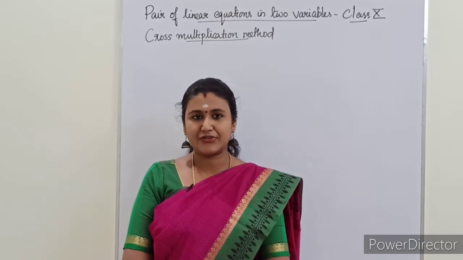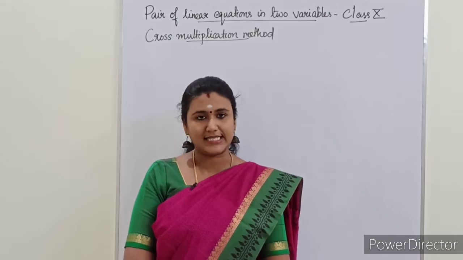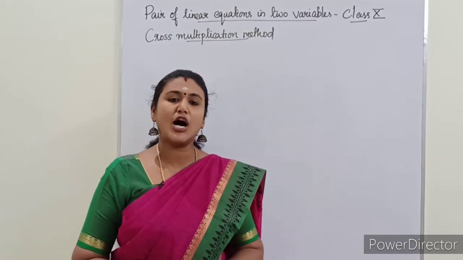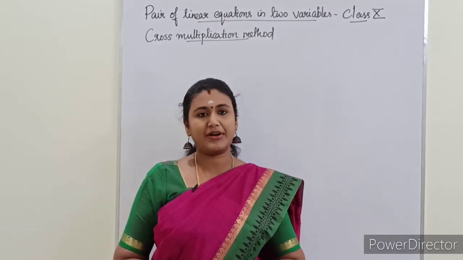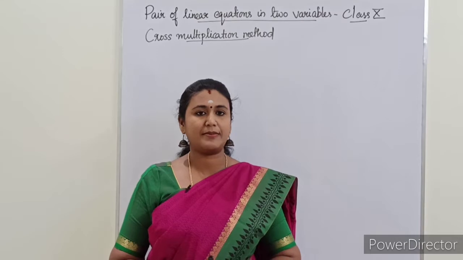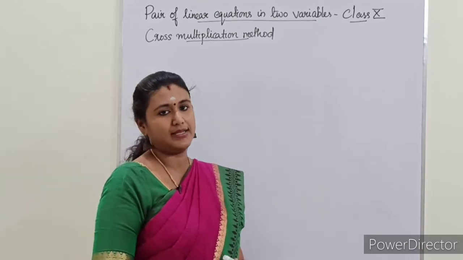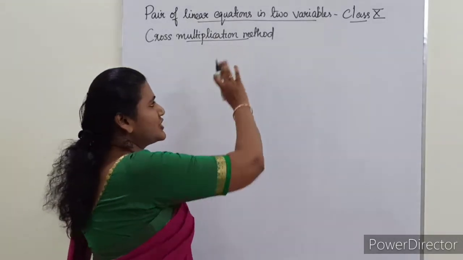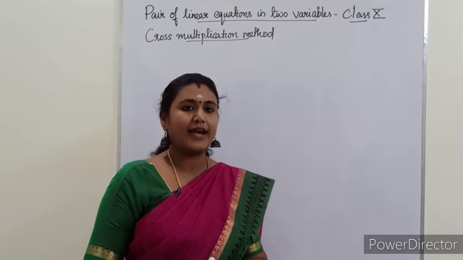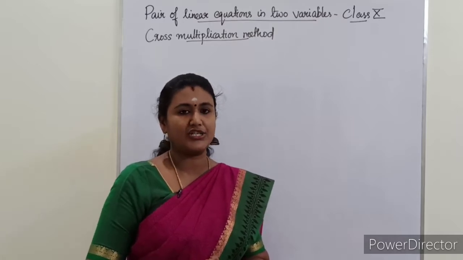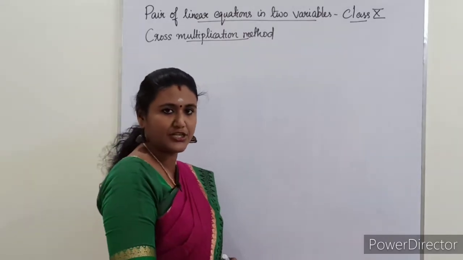We will learn the continuation of the chapter Pair of Linear Equations in Two Variables of class 10. So far we have learned how to solve a pair of linear equations in two variables using different methods: the graphical method, elimination method and substitution method. Today we are going to learn one more method, the cross multiplication method. This is the third algebraic method used to find the solution of a pair of linear equations. Now we will see how to find the solution using the cross multiplication method.